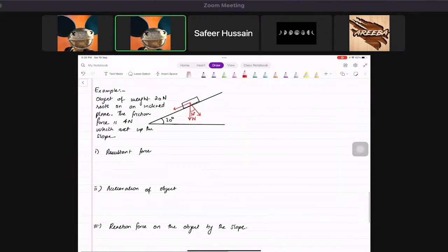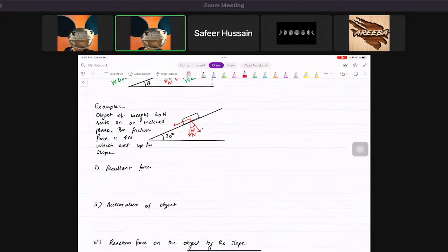Now, this would mean that this force will be W cos 30, its adjacent component, and this is W sin 30. And the friction force is acting upwards. Let's call this F, right? And there is also a reaction, and the reaction force is always perpendicular to the slope, so let's call this R.